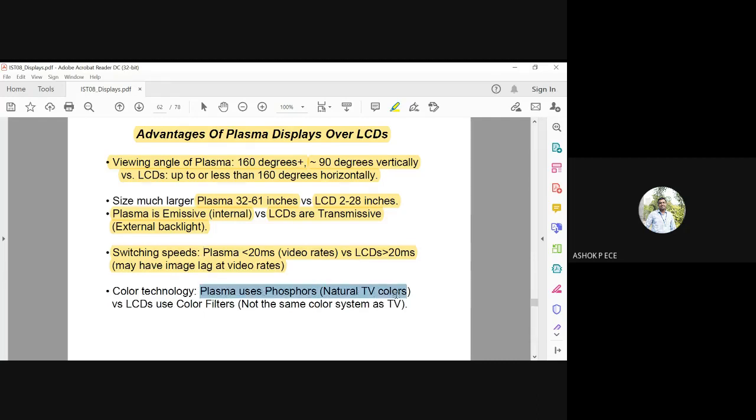Plasma uses phosphors, which is a natural TV color, but LCD uses color filters, not the same color system as TV. So the technology used is also going to be different.